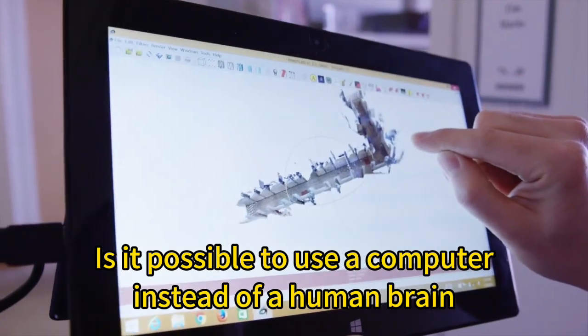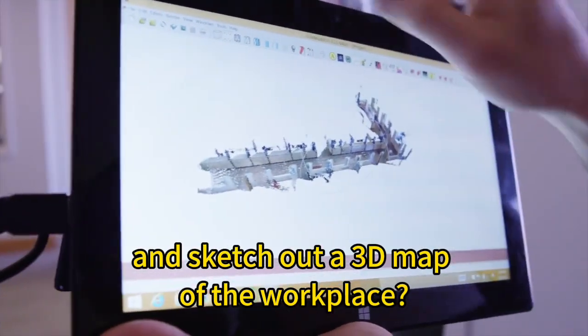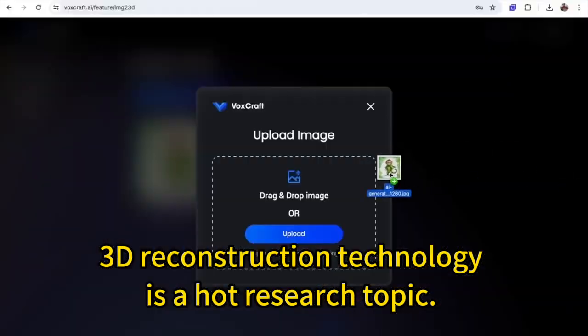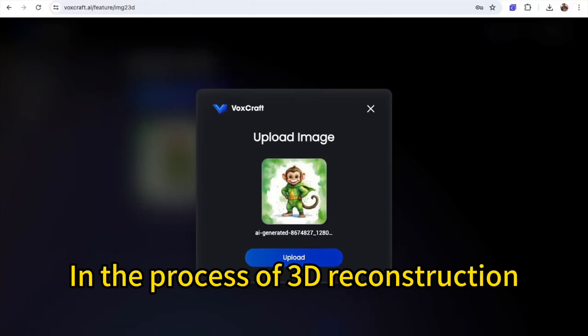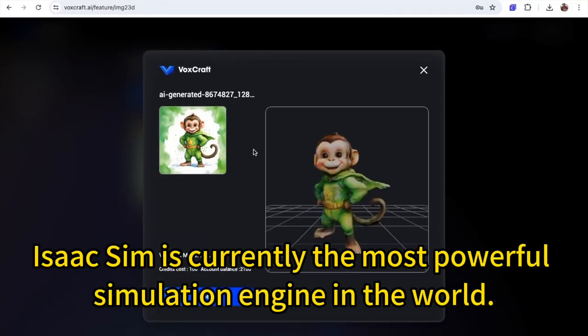Is it possible to use a computer, instead of a human brain, to process the video and sketch out a three-dimensional map of the workplace? 3D reconstruction technology is a hot research topic. In the process of 3D reconstruction, we need to use a simulation engine, and Isaac Sim is currently the most powerful simulation engine in the world.